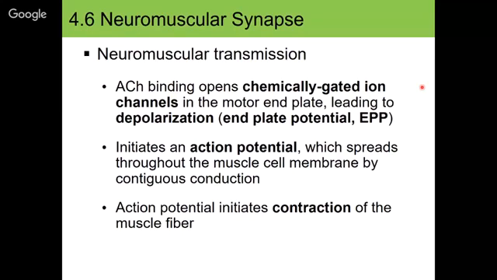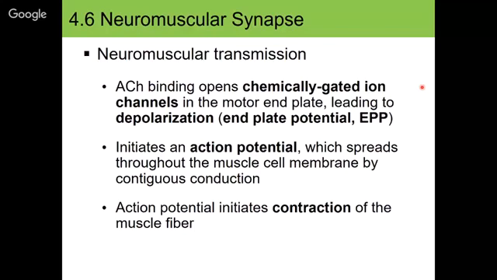The end result of this whole neuromuscular synapse process is for the action potential to initiate contraction of the muscle fiber, okay? So this contraction of the muscle fiber happens en masse. There's a whole lot of these fibers contracting. And when they contract all together, you would be able to do things like move your fingers, hold on to things and basically move your body, okay? That's sort of the end goal of this whole process.